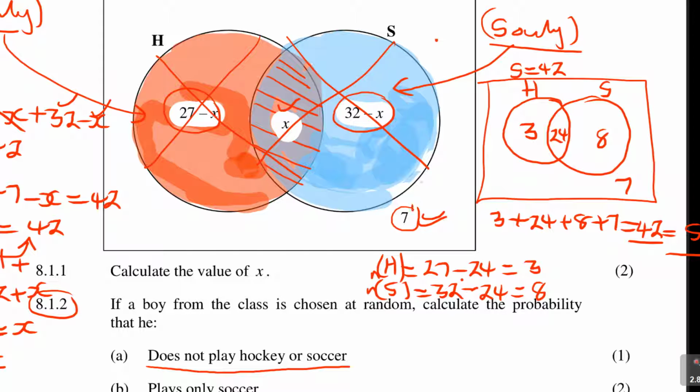So you can see that 7 is those students who don't play either. They are not involved in playing the two sports. So you can see that was 1. That's why it was 1 mark. So if I can just come here and say those who are not playing hockey or soccer, you can see that they are outside the circles.